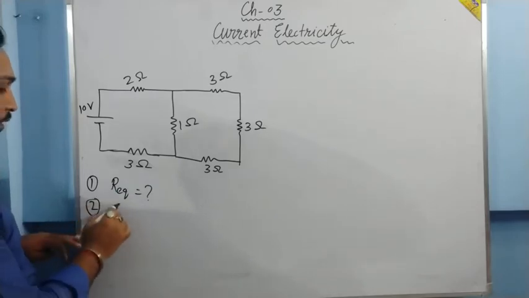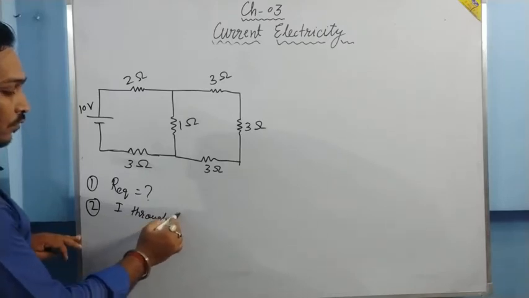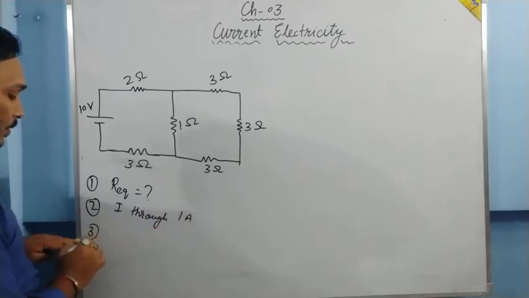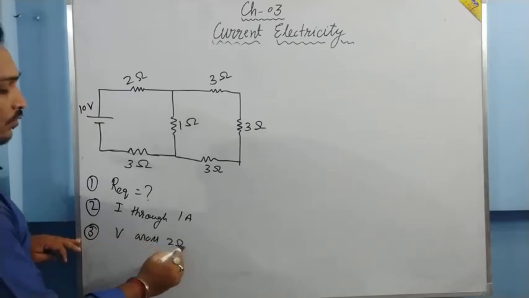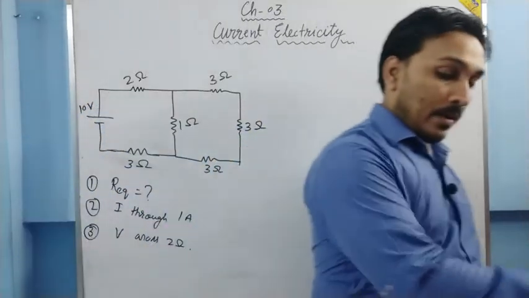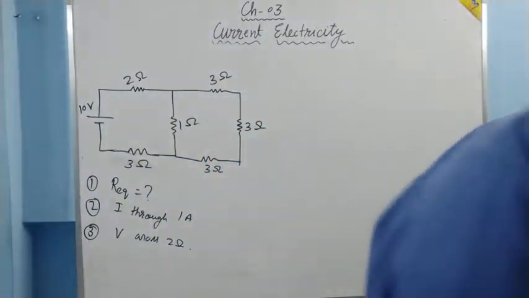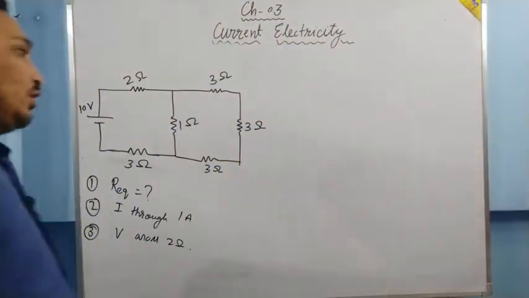Second question, current through 1 ampere. Third question, V across 2. Okay, these are the 3 questions which are being asked from this circuit. Okay, if you don't know how to recognize the circuit which is in series, which is in parallel, then you have to see this question very carefully.